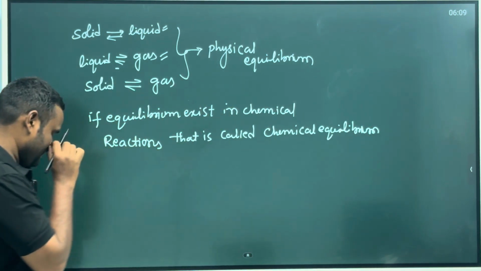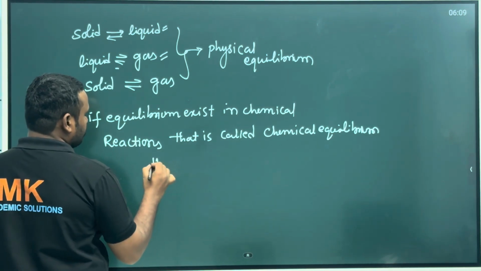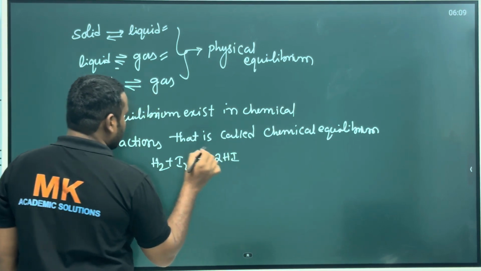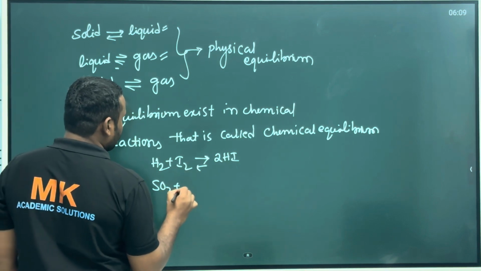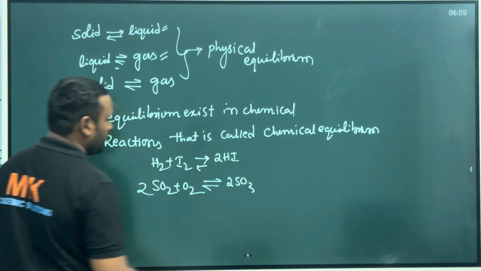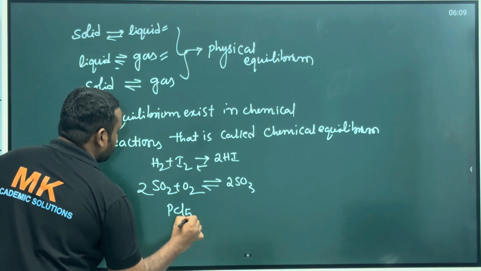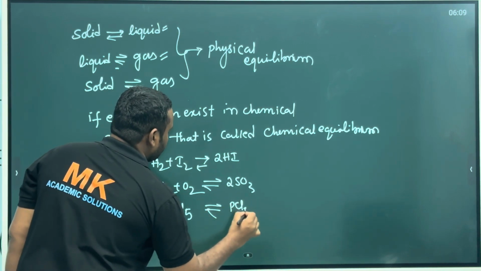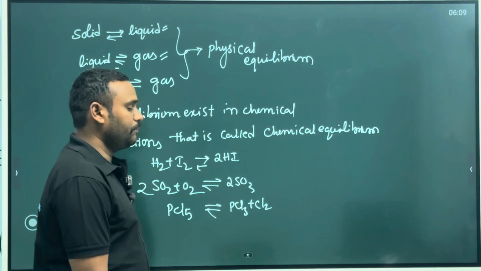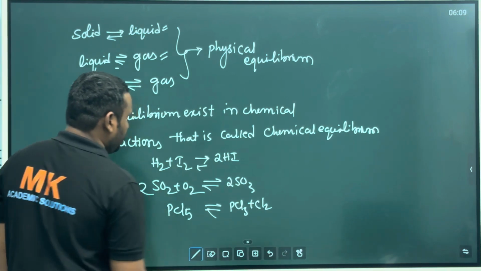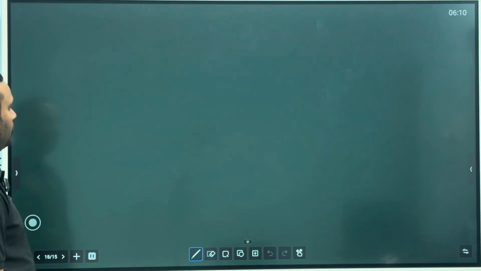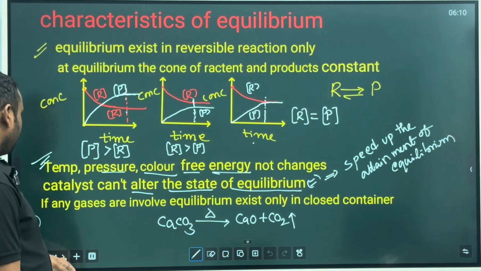Okay, right? See, for example, H2 plus I2 gives rise to 2HI. This is a chemical equilibrium. 2SO2 plus O2 gives rise to 2SO3, chemical equilibrium. PCl5 gives rise to PCl3 plus Cl2, etc. All these are examples of what? Chemical equilibrium. Okay, so now we have understood what equilibrium is and what the characteristics of equilibrium are.